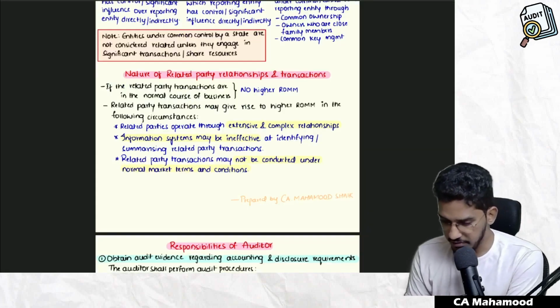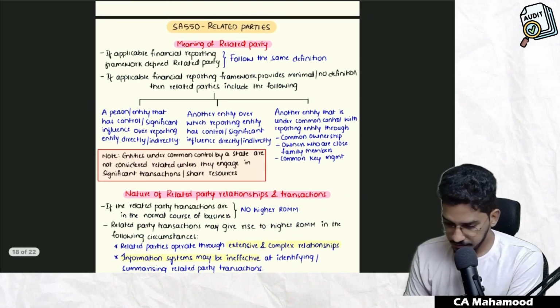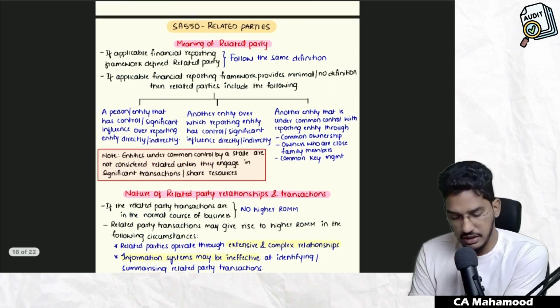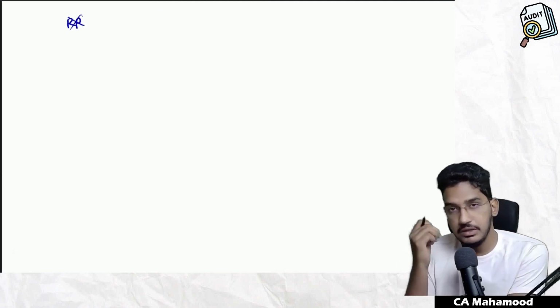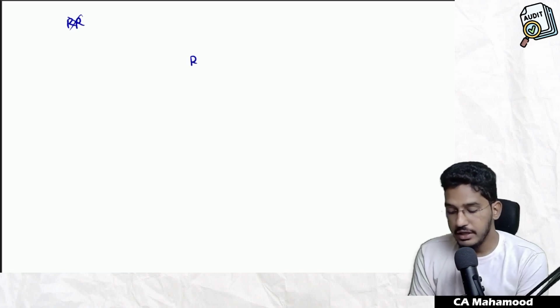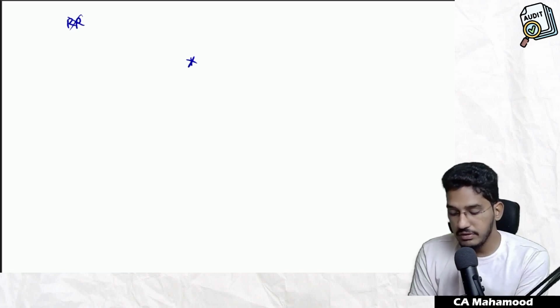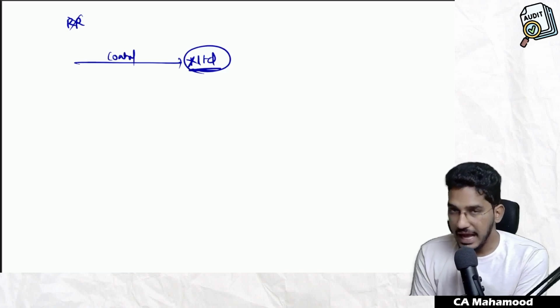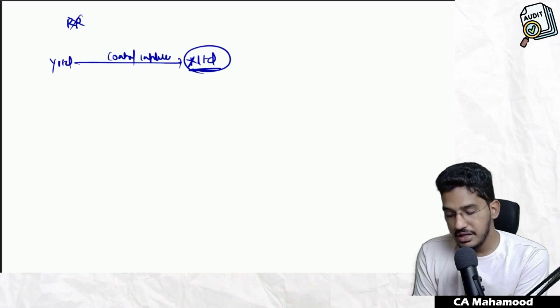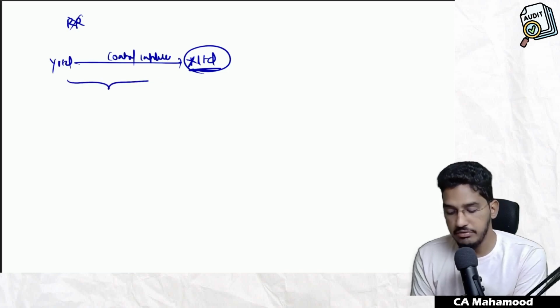I think I have already summarized it in the form of a chart. Let me see here. Yeah, okay. I will even try to simplify it more. Sir, if the applicable financial reporting framework, whatever applies to my client, did not define what is related party, then how to define it, sir? Very simple. Reporting entity, that means your client entity. You are conducting audit of the client X Limited. Someone is controlling or having influence on this client X Limited. If someone is having control or influence on X Limited, for example, Y Limited is controlling or influencing X Limited, then we will consider Y and X as related parties.